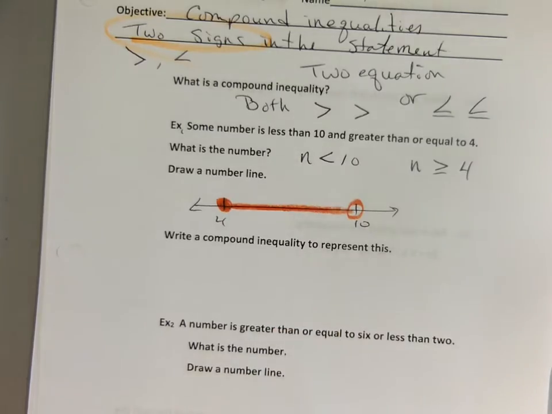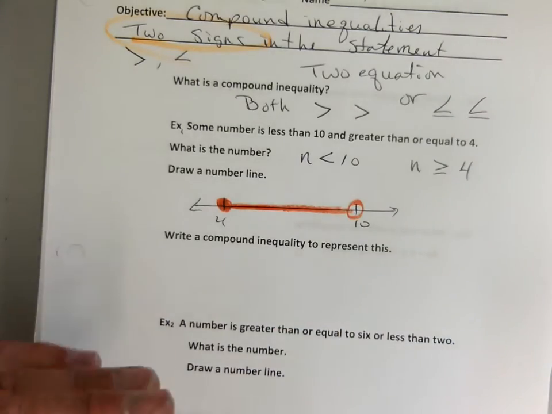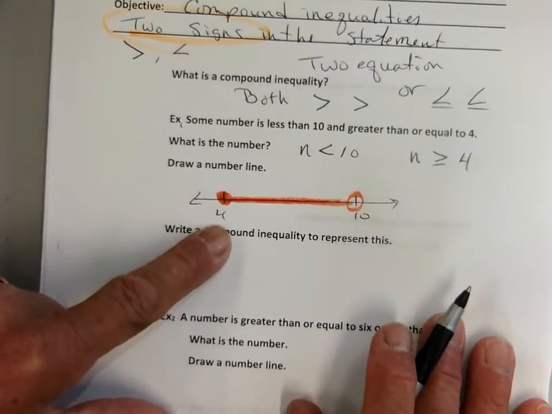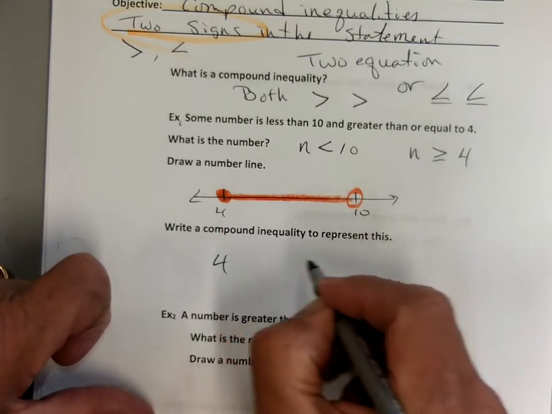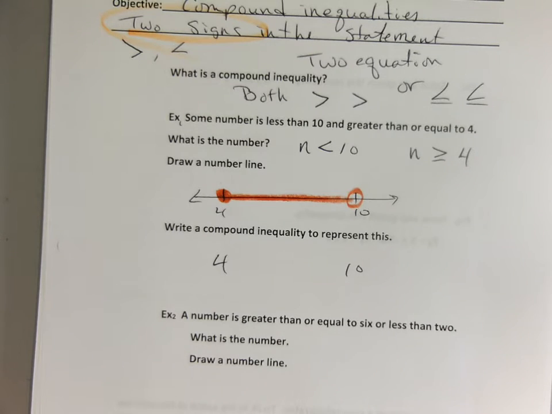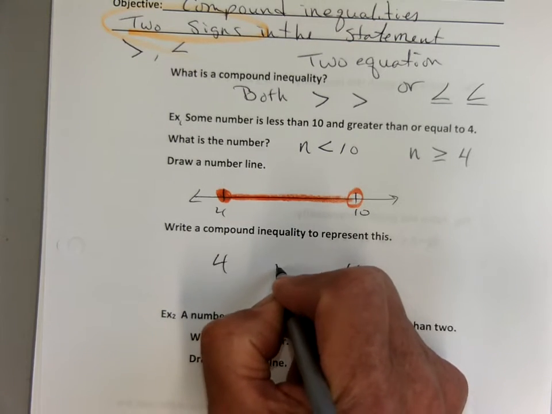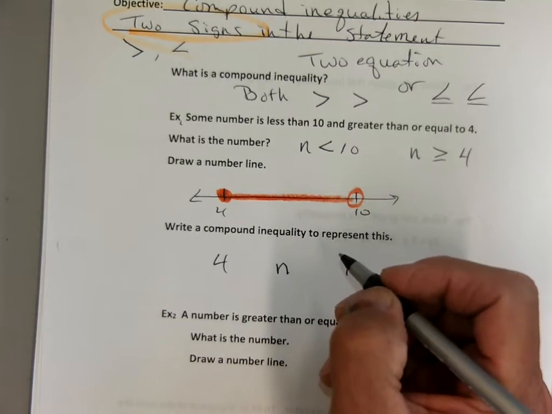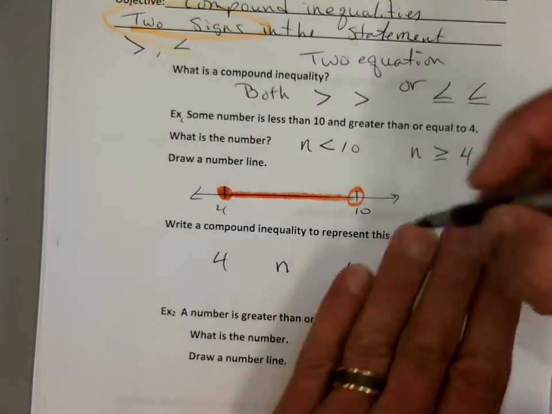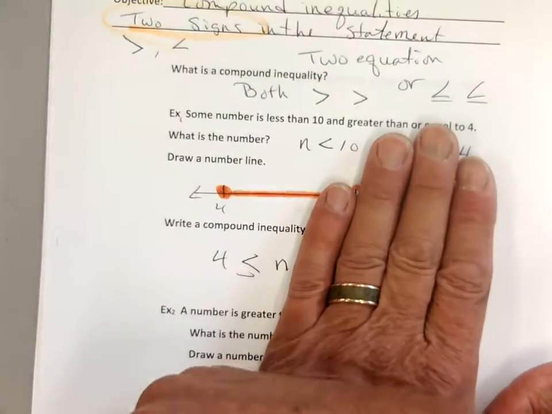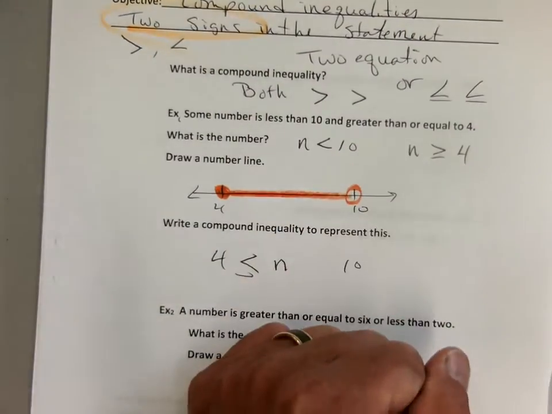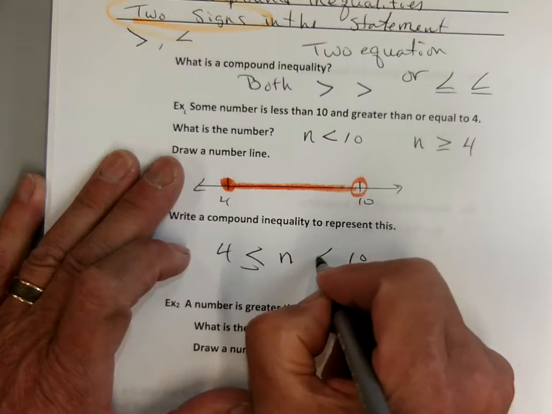Now write a compound inequality, okay? So 4 is the smallest number, right? 10's the biggest. I'm going to go 4 and 10, okay? I'm just going to do that. Smallest number, I'm going to put n, my number in between. And I know if I read it backwards that it's greater than or equal to 4. If I read it backwards, right? And it's less than 10.